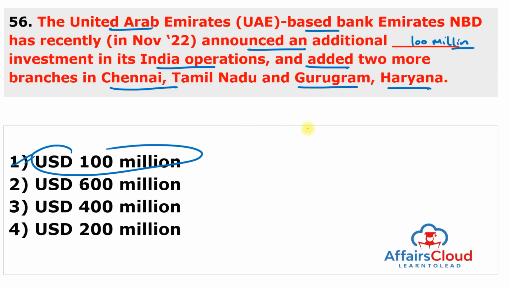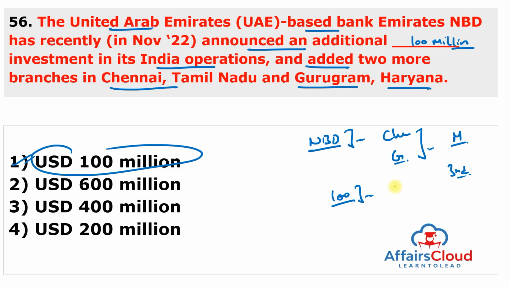The United Arab Emirates-based bank Emirates NBD launched 2 new full service branches, one in Chennai, second in Gurugram, in addition to its Mumbai branch to expand its presence in Asia's third largest economy. The bank has also invested $100 million in its India operations in addition to $300 million invested in the last 5 years. And earlier in 2022, both countries signed the Comprehensive Economic Partnership Agreement to remove trade barriers and boost non-oil trade to $100 billion in 5 years from the current $60 billion.